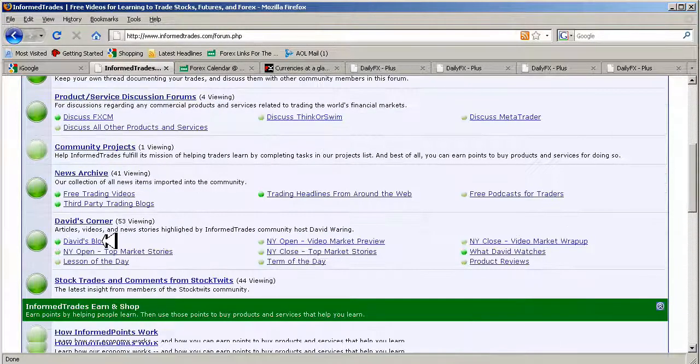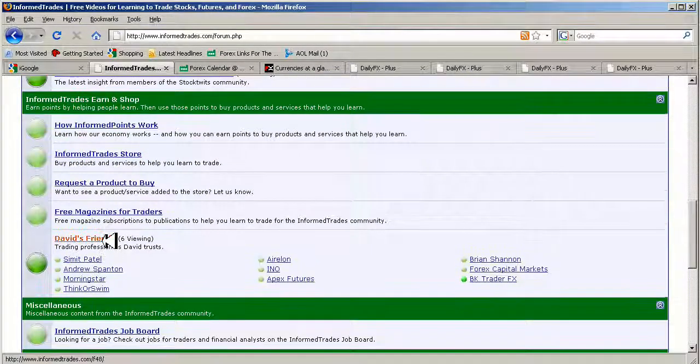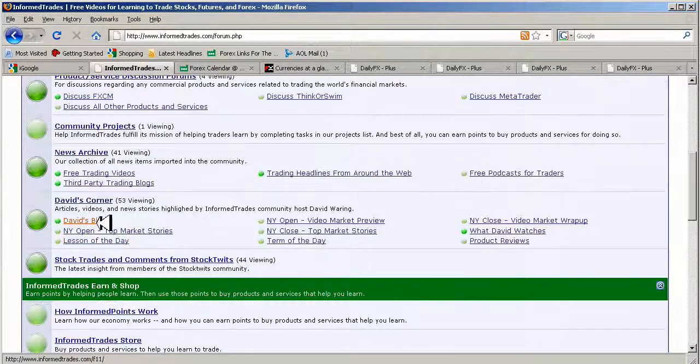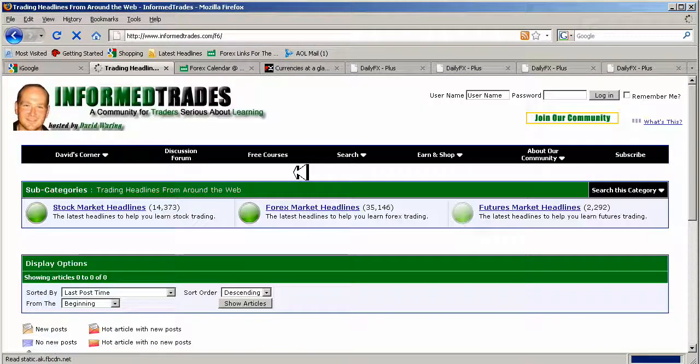If you go back to the discussion page, discussion forum, and we drop down, you'll see there are a number of other areas. For example, a news archive, which has free trading videos, third-party trading blogs, trading headlines from around the world, and all of these things can prove useful information as to what's out and about. So we have stock market headlines, Forex market headlines, and futures market headlines, for example.